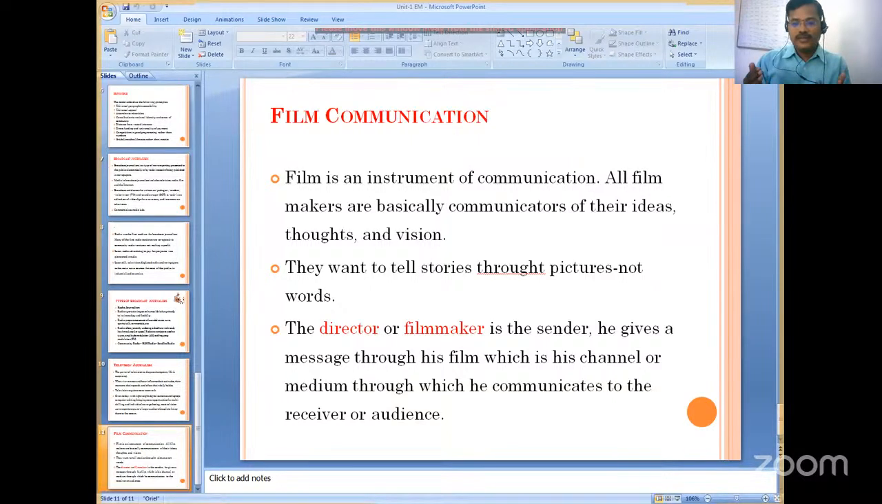In summary, broadcasting is the distribution of audio and video signals to a number of recipients like listeners and viewers that belong to a large group, mass media, mass communication, mass public. So far we have discussed unit 1. Now we will go to unit number 2.